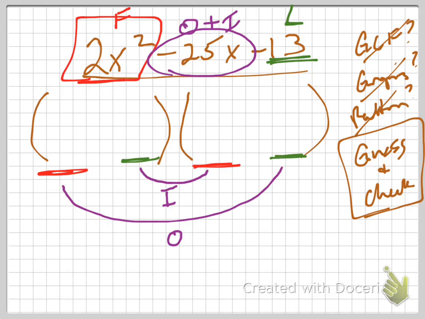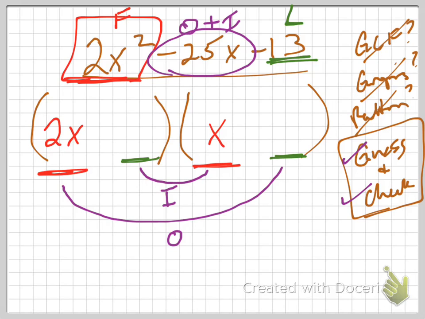So what we're doing is we're going to guess and check. We're going to just guess. And first of all, let's take the red. Where does this guy have to go? What's the only way I can break up 2x squared? 2x and x. That's the only way I can break it up.